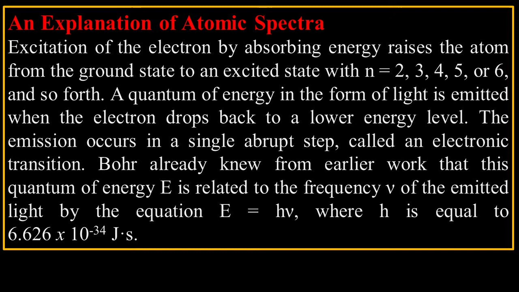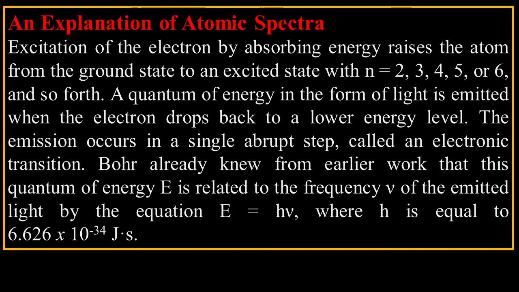Excitation of the electron by absorbing energy raises the atom from the ground state to an excited state with N equals 2, 3, 4, 5, or 6. Remember, ground state is N equals 1, and so forth. A quantum of energy in the form of light is emitted when the electron drops back to the lower energy level. The emission occurs in a single abrupt step called an electronic transition.